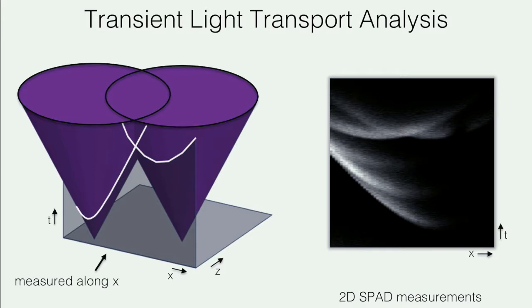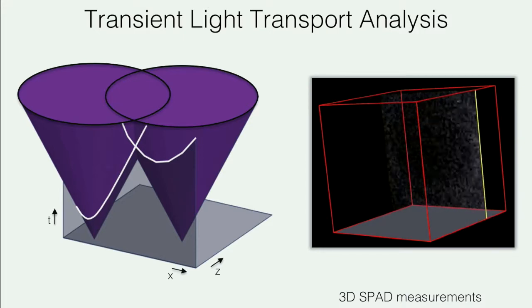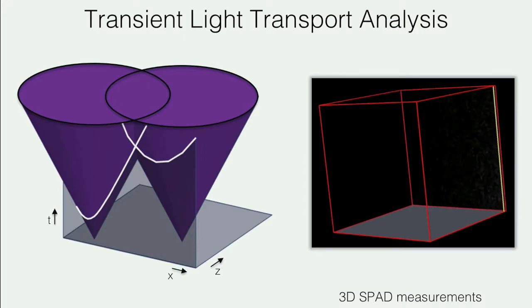Here are some actual real-world measurements, and you can clearly see these intersections with the cone. This is just a 1D measurement along the line. The 3D measurements I showed you earlier generalize that to higher dimensions. So in this case, we're looking at a 3-dimensional intersection of a 4-dimensional space-time hypercone. It may take a while to wrap your head around it, but this is basically a slice through a 4D hypercone.